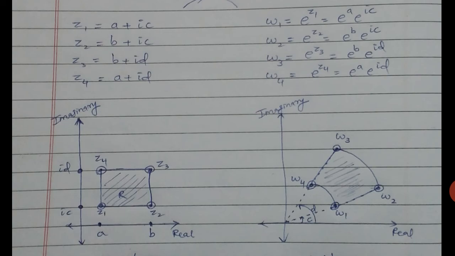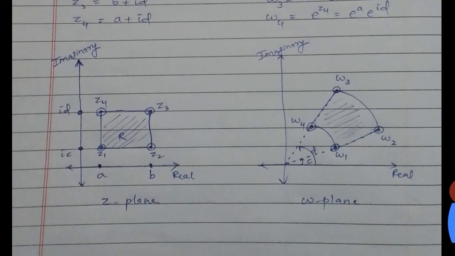In a similar way, we will find w3 and w4, which are images of z3 and z4. w3 is making an angle d with the real axis and its modulus is e raised to b, and w4 is making an angle d with the real axis and its modulus is e raised to a. So you can see the image of the rectangular region R under the transformation e raised to z is giving an annular region. You can see this figure.